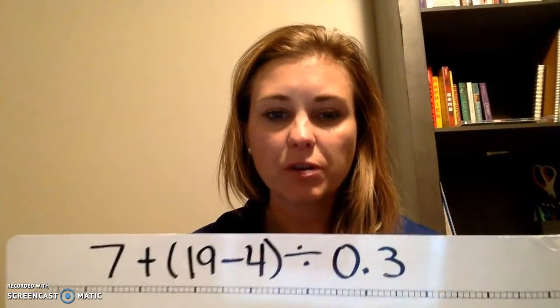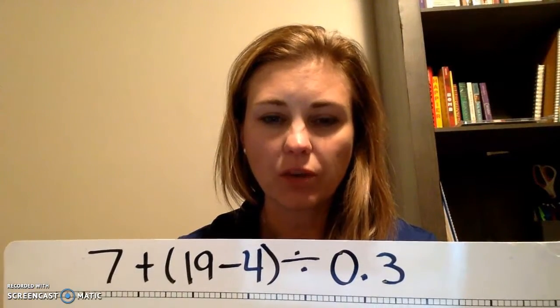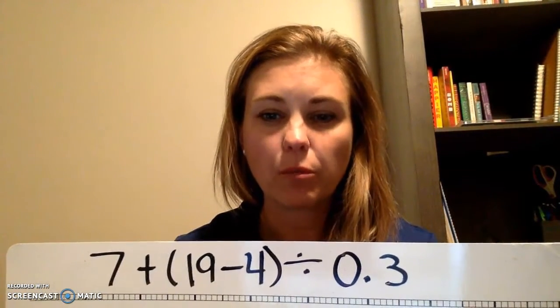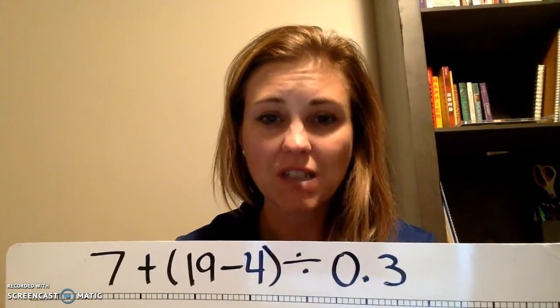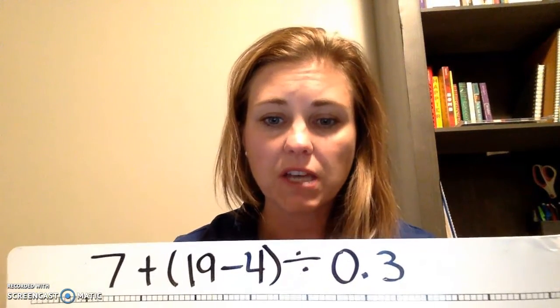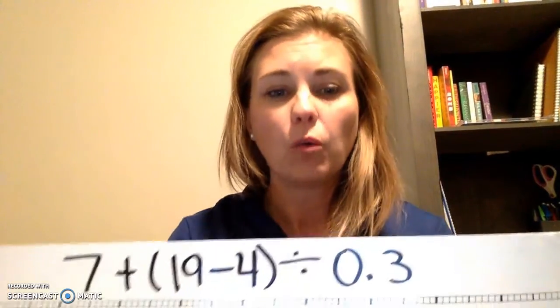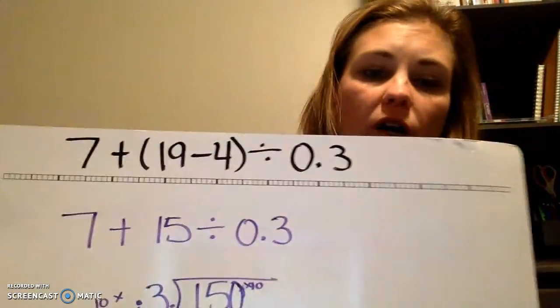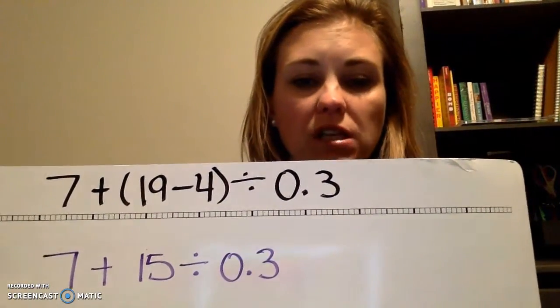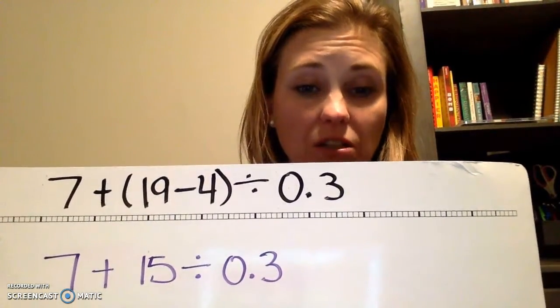All right, the next expression that I need to solve is 7 plus (19 take away 4) divided by 0.3, or 3/10. So I go back to my rules. The very first rule is I need to do what is inside the parentheses first. So when I take 4 away from 19, now I have 7 plus 15 divided by 3/10. Well, now I need to do my division.